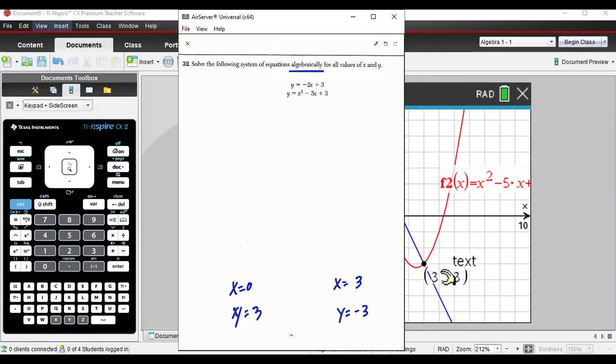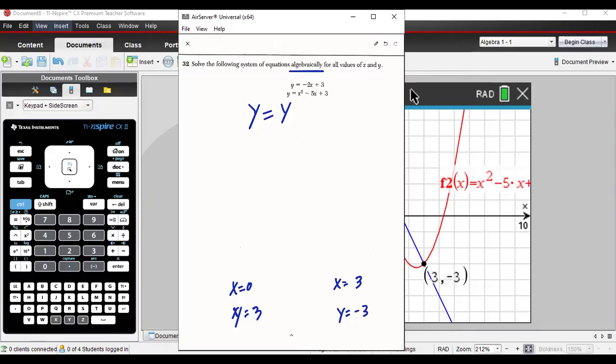But what we're going to do now is do it algebraically. I think you could factor, but I generally like to teach my students to use the quadratic formula. I just think the quadratic formula is the go-to no matter what kind of quadratic equation you have. You don't have to. You could easily factor this, but I'm going to use the quadratic formula.